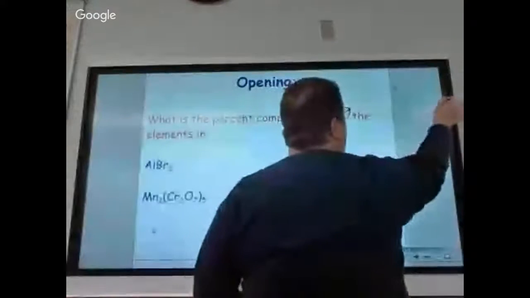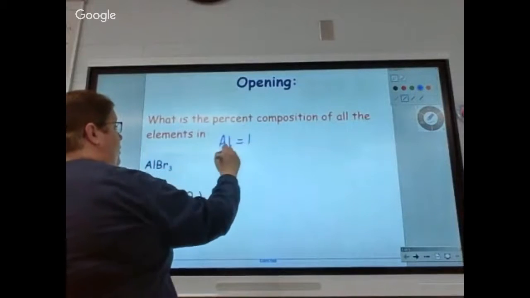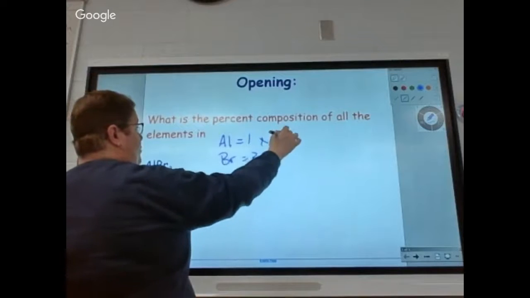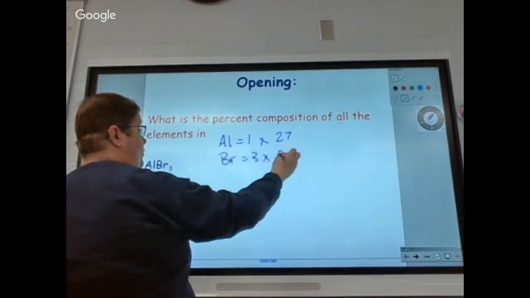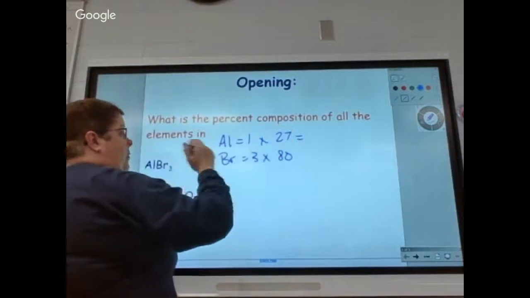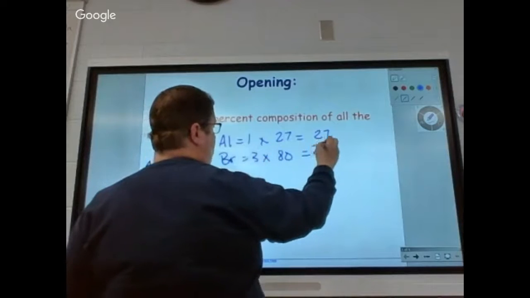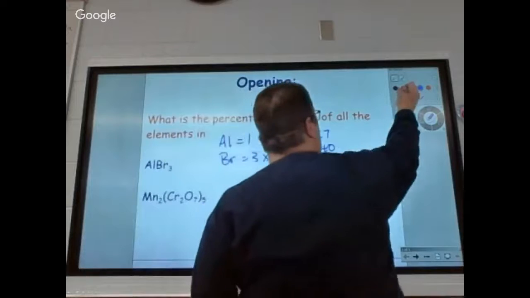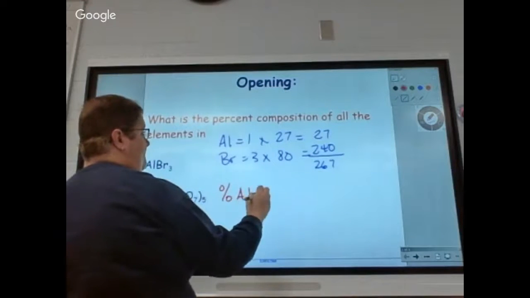All right, so Al we have 1, Br. The mass of Al, we're just going to use whole numbers, is 27. Br is 80. Now you can use decimals. I just do this because it's easier on my math on the board. 27, what's that, 240? 267? Yeah.